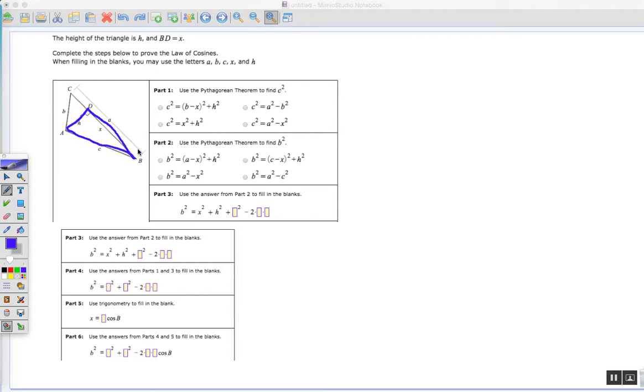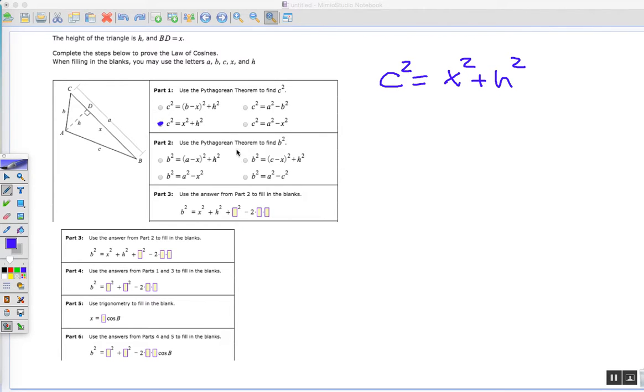Sorry, lines are a little sketchy, but that's okay. So remember Pythagorean theorem, c squared is equal to this side squared, so a squared plus, or sorry, that's an x squared plus h squared. So let's erase that just so we can see it a little bit better. But you can see this side right here is x, and that's h. So c squared, that's our hypotenuse, is equal to the sum of the other two sides squared. So there's that first part.